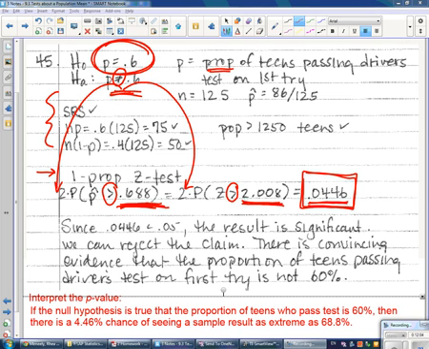And then we would conclude, since that value is so low, we can reject the null hypothesis. We can conclude that the alternative is true. So please make sure you understand how to interpret the p-value. It is the probability of achieving the sample that we got, as extreme as the one that we got, under the condition that the null hypothesis is true.